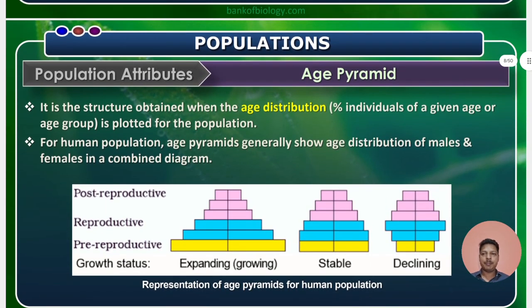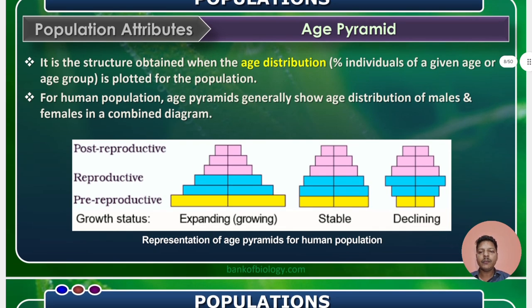Then coming to age pyramid. It is a structure obtained when the age distribution, that is the percentage of individuals of a given age or age group, is plotted for the population. For the human population, age pyramids generally show the age distribution of males and females in a combined diagram. Here you can see a representation of an age pyramid for the human population.